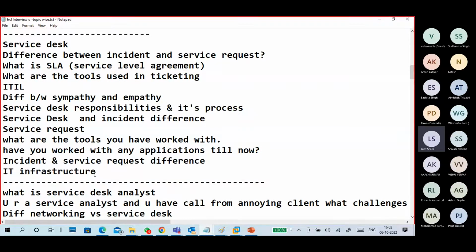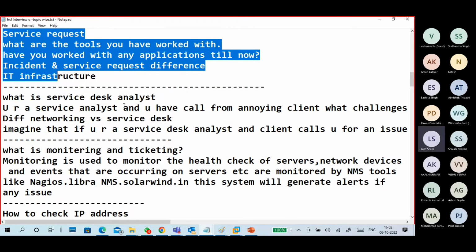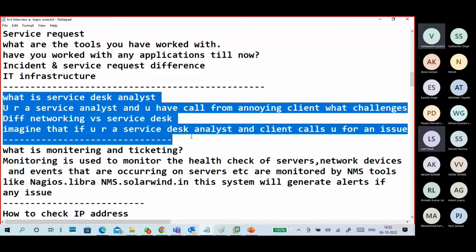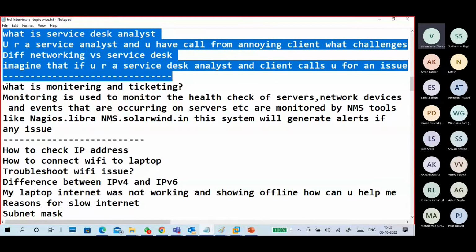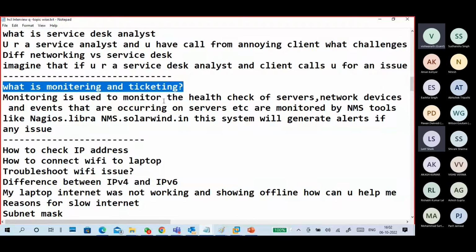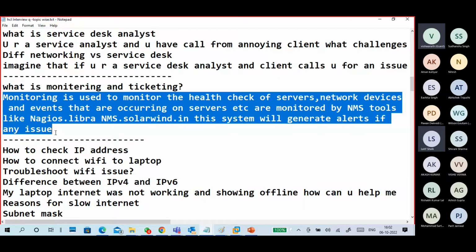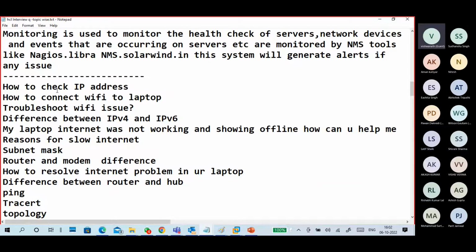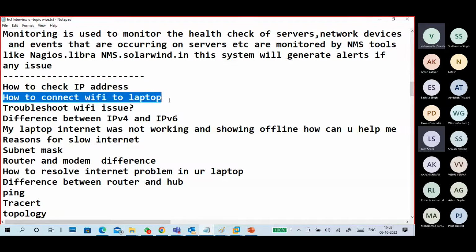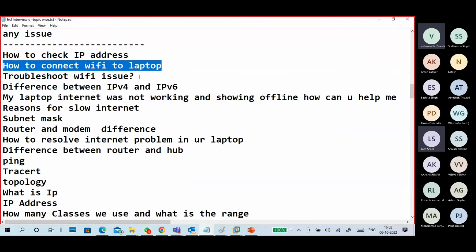Incident, service request. What is IT infrastructure meaning? This is about service desk only, service desk analyst kind of stuff. This is the difference between monitoring and ticketing. I think Sir also gave an answer for the difference between monitoring and ticketing. How to check an IP address, you know it. How to connect Wi-Fi to a laptop, if you know, that is good. If you don't know, I will tell.